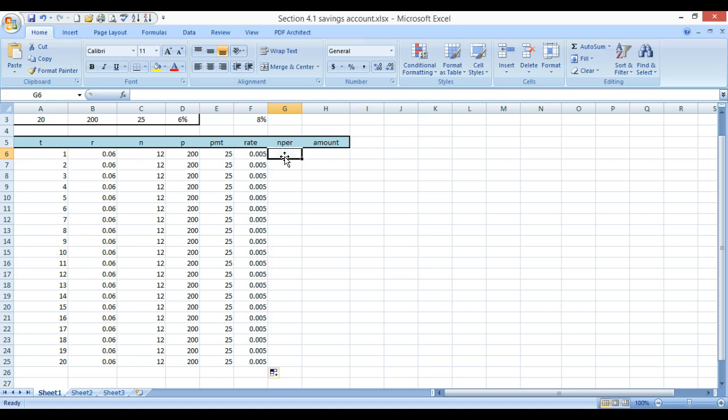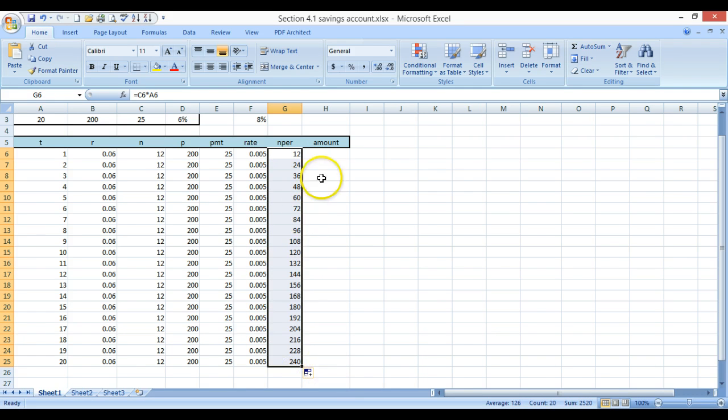And then the number of periods, this equals the number of compounds times the number of years. So for the first year, you only have 12 compounds. After 2 years, you have 24 and so on, all the way down to 20 years.